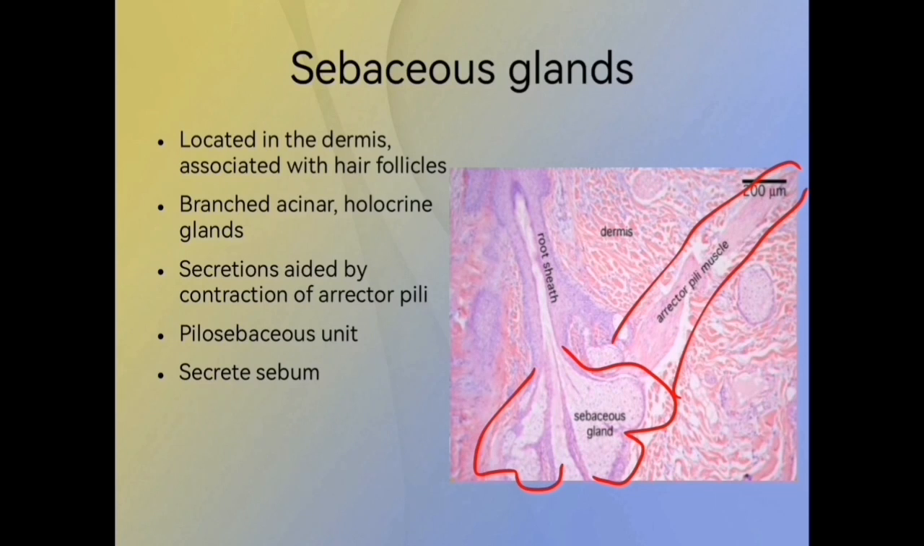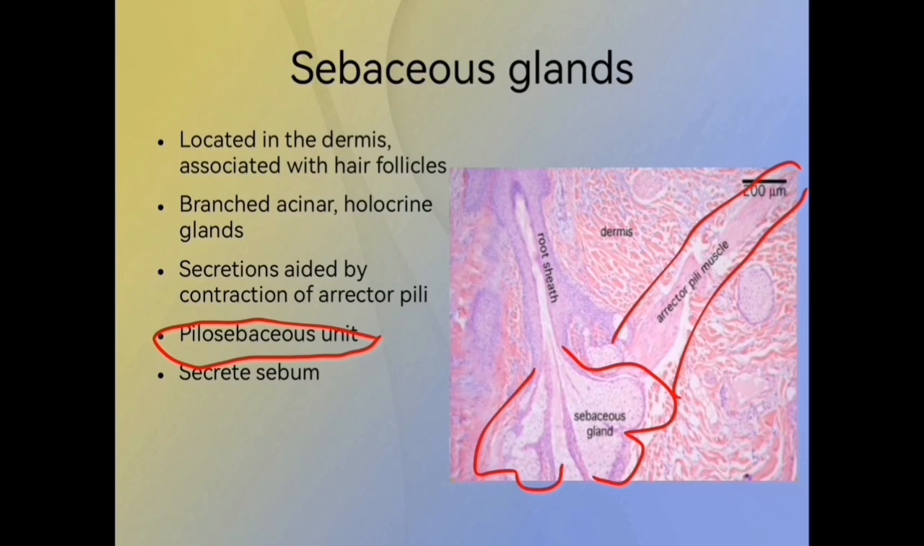However, we may find sebaceous glands in regions which do not have hair, and in such regions, the sebaceous glands will have a duct which opens onto the skin surface. Each hair follicle with its associated sebaceous glands forms what we refer to as the pilosebaceous unit.